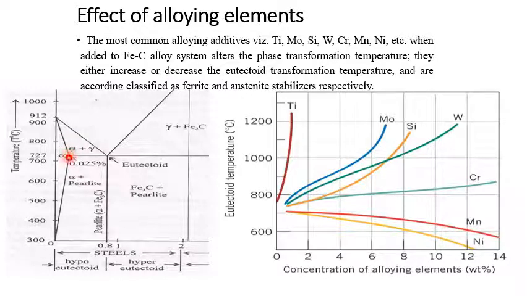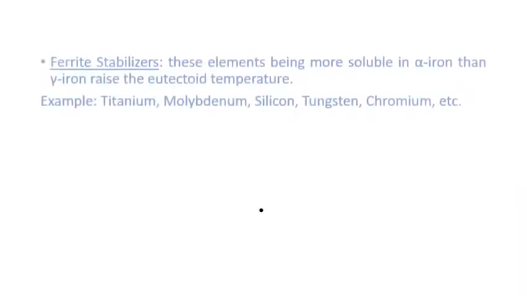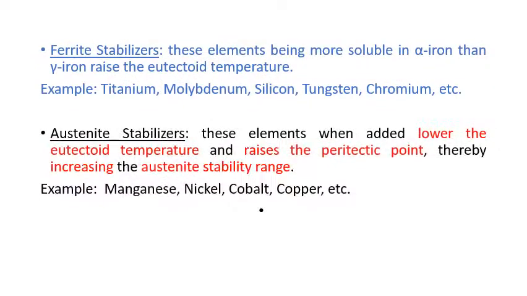Above 727, what will happen? This alpha will transform to the gamma, which has a maximum carbon solubility of 2.1. So that is the effect of alloying elements on the eutectoid temperature of an iron carbon phase diagram. Once we move on, we have two things here.